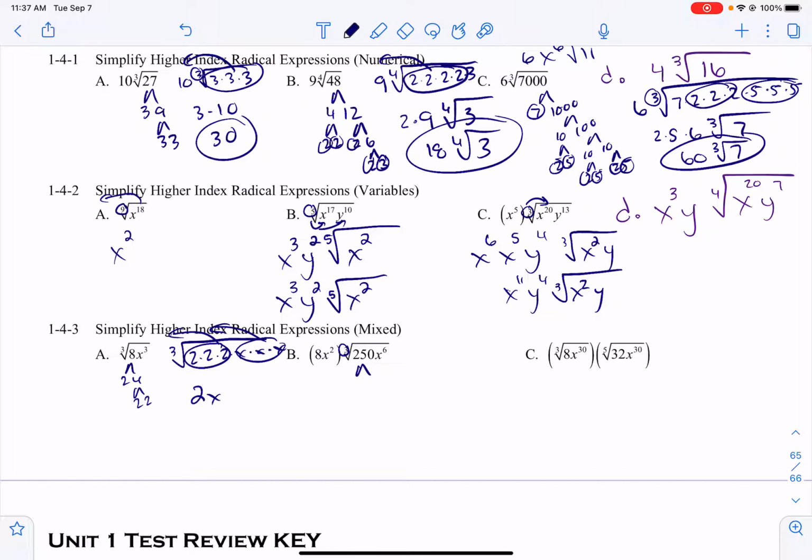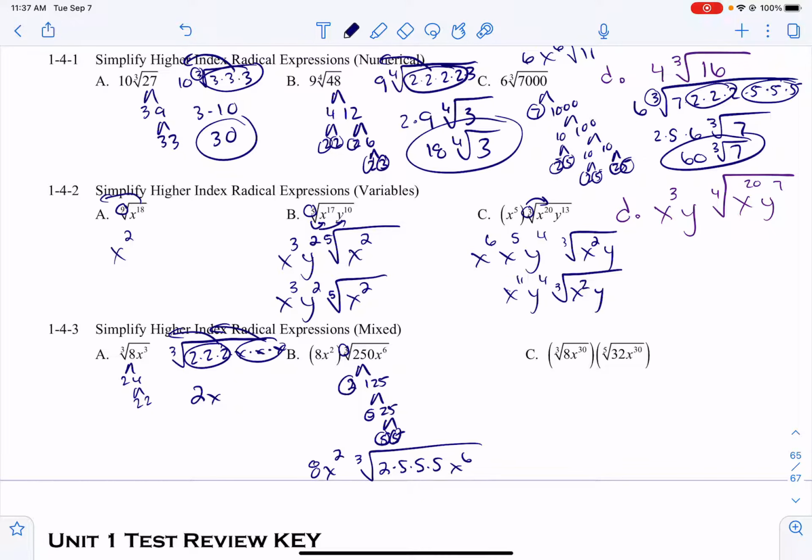So 250, I'm going to break that down into 2 and 125. 125 is 5 and 25. 25 is 5 and 5. So that's going to rewrite as 8x squared in front, cube root of 2 times 5 times 5 times 5, right? 1, 2, 3 5s and a 2, and then x to the 6th power.